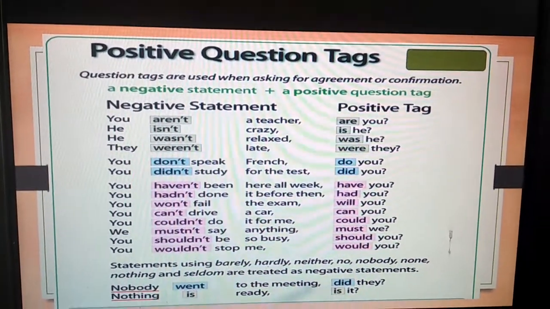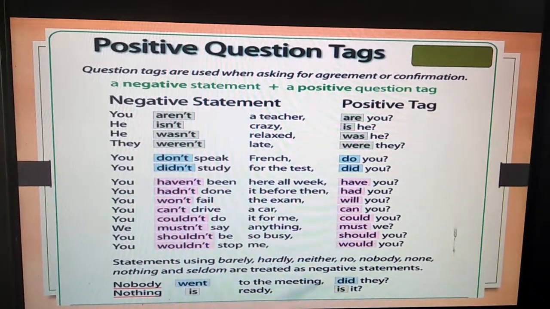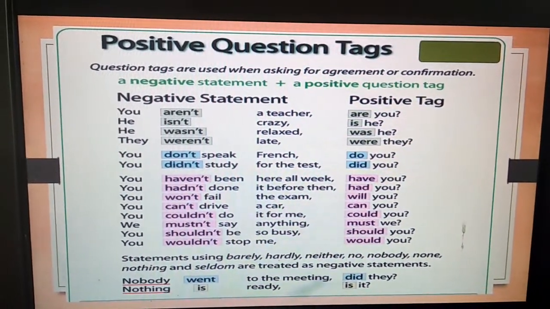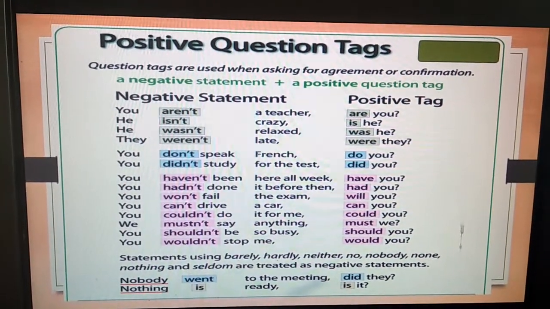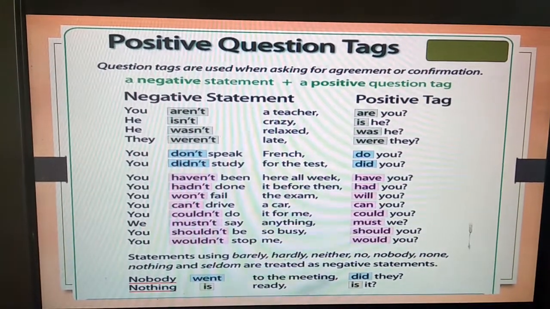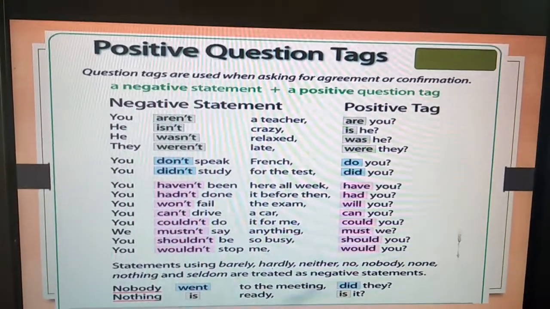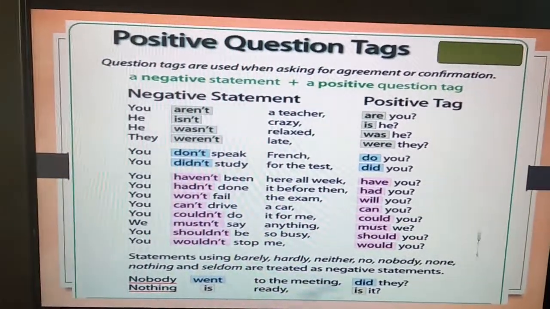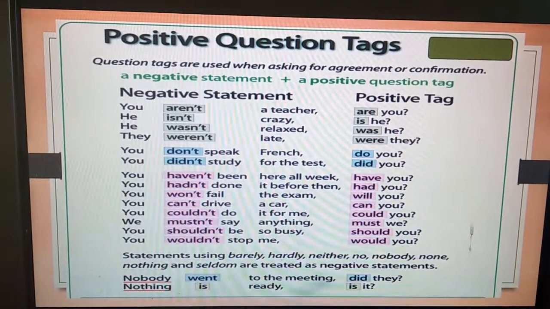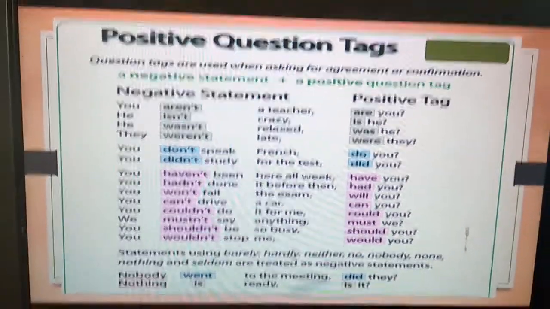And in this second video, we are going to learn positive question tags. If you remember, in the first video, we have seen that if the statement is positive, we add a negative question tag. And if the statement is negative, we have to add a positive tag. So, let's learn with this example. Question tags are used when asking for agreement for confirmation. A negative statement, what we have to do? We have to add a positive question tag.